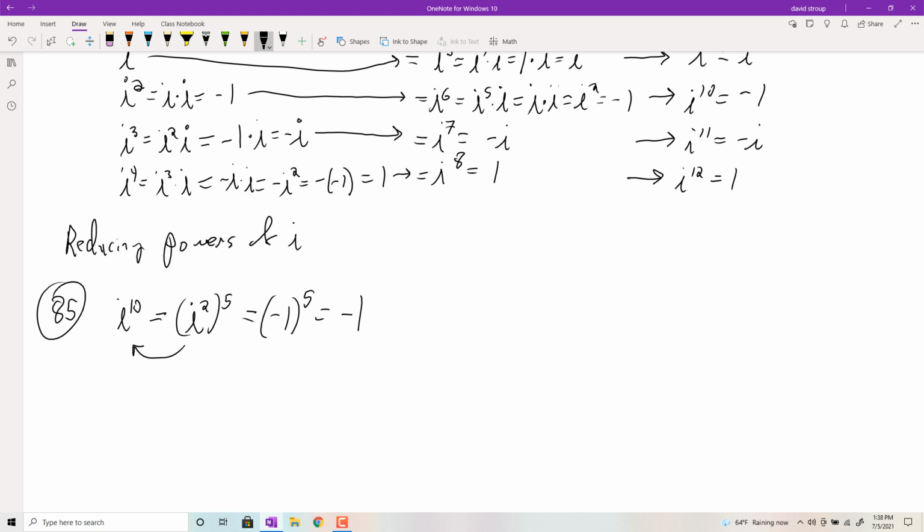So the key, I guess, to reducing powers of I is to rewrite the exponent as I squared, I guess. Okay.